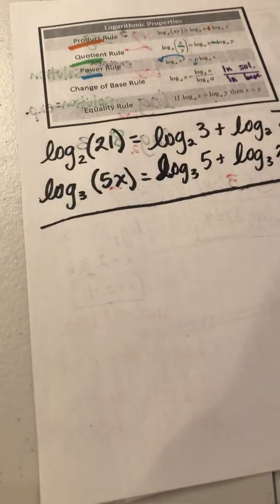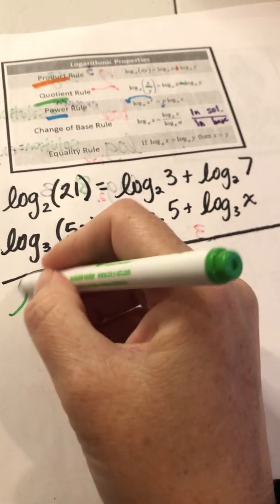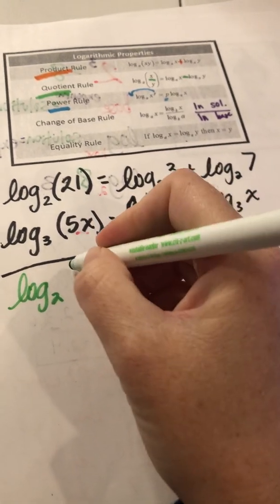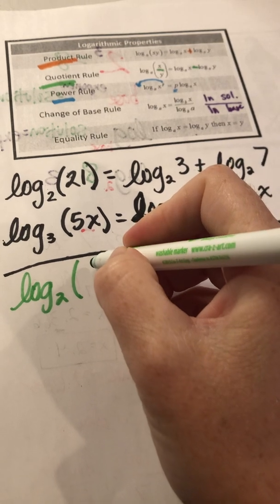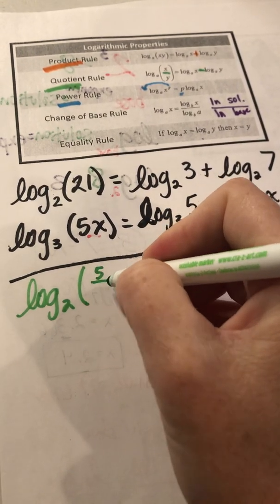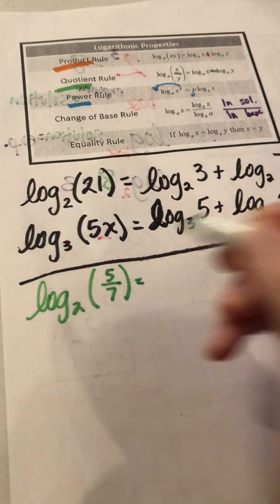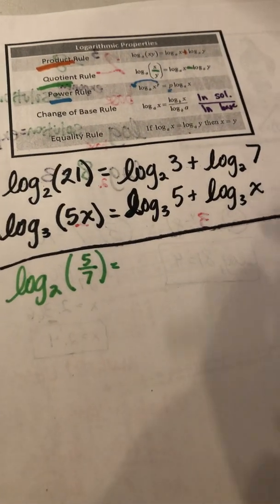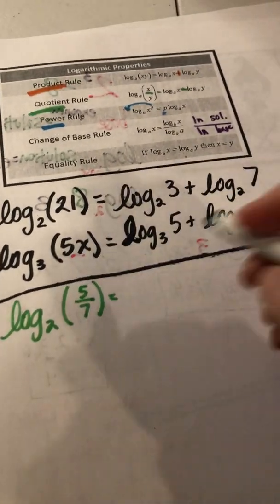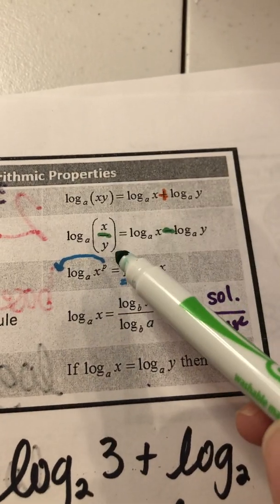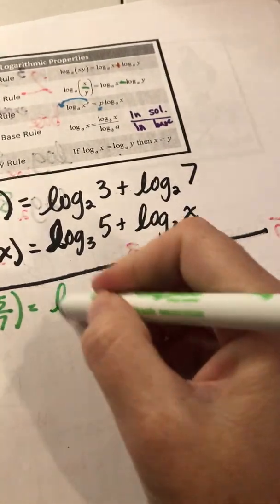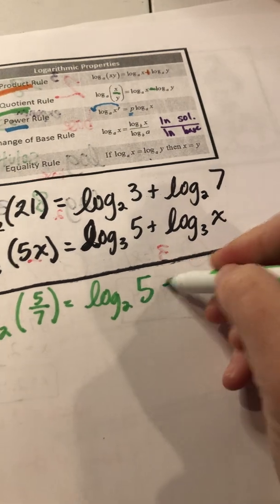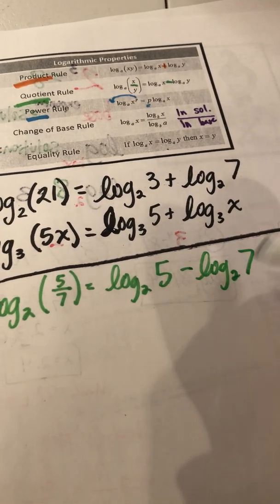Let's move on to quotient. So a little bit easier to see. Log 2 of, I don't know, 5 over 7. I would usually ask you guys for numbers because look, I've already used 7 and 5. That's just what I do. I start getting in a rut. Okay, so again, from right here, you can see it says x over y. So we would do x minus y. So we would do log 2 5 minus log 2 7.